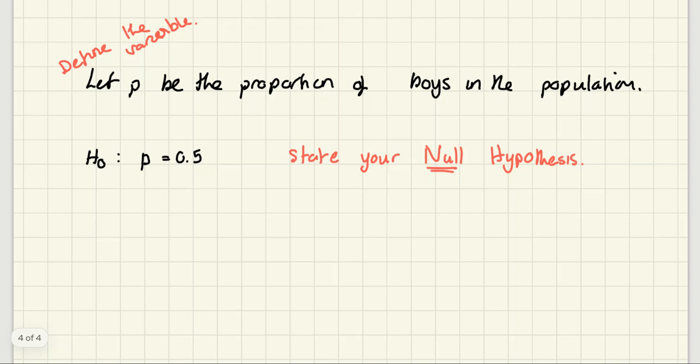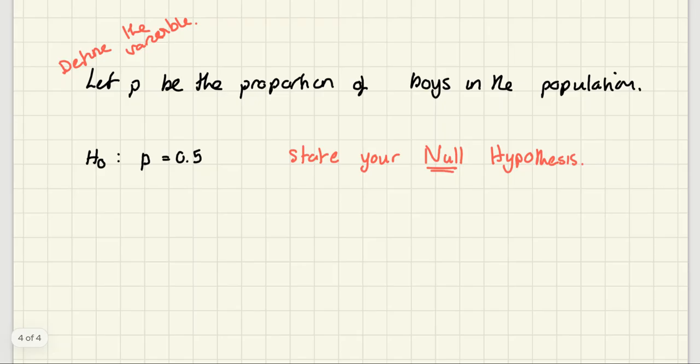So what does that word null mean? You might have had it in quadratic factorization, like the null factor law. It's when you factorize, because when you make one of those factors 0, it nullifies everything. So basically, the null factor law is the default standing. So why have I got P as 0.5? Well, my null default standing is that the proportion of boys in the population is 0.5. We're saying it's 50-50, 50% girls, 50% boys. So that's our default standing.